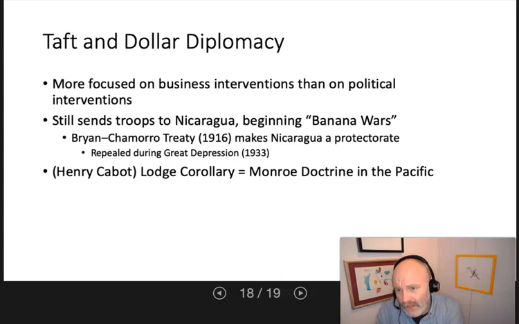Lodge Corollary, after Henry Cabot Lodge. You can just remember it as the Monroe Doctrine, right? Positive doctrine, shifted to the Pacific. Japan wants to buy parts of Baja California. Mexico says, sure, right? We're a sovereign nation. We can do what we want with our own territory. The United States says you actually can't. You can't actually sell your own territory to another country. We're going to say no. So that is the kind of example of the Lodge Corollary.